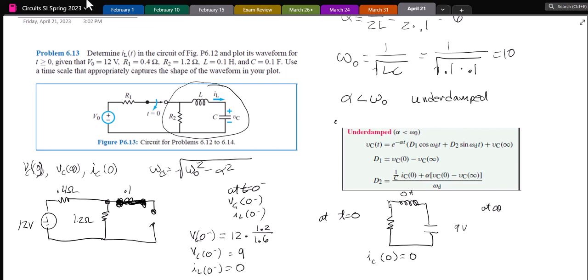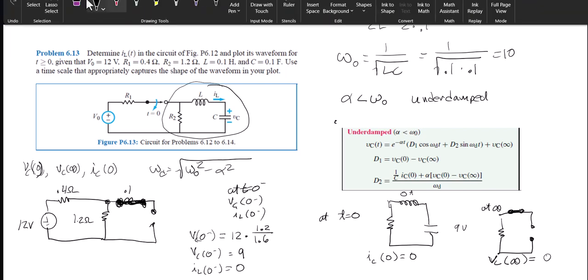Okay, and then at infinity, so VC at infinity, what is the voltage going to be at infinity? 0. All right. Now let's find this omega d.